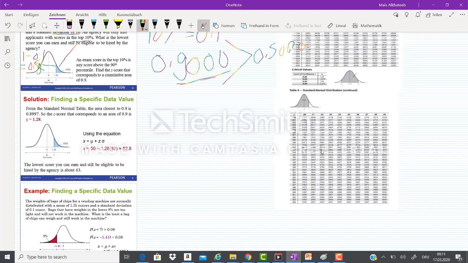I find these two values, and I will highlight them. The first value which I find is 0.9015, and I highlight it. The second value which I find is 0.8997.